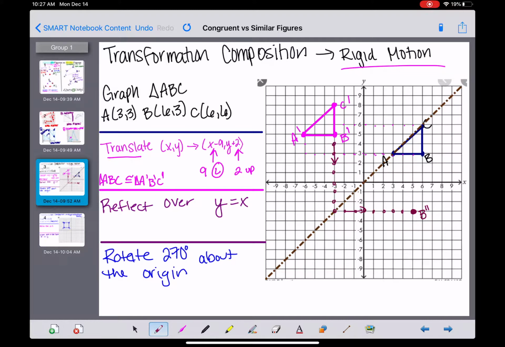C prime is down 11 units, so I go 11 units to the right. And then A prime is down 11 units, so 11 to the right, to get A double prime.